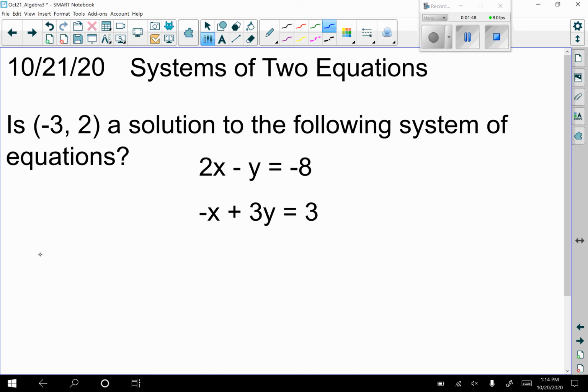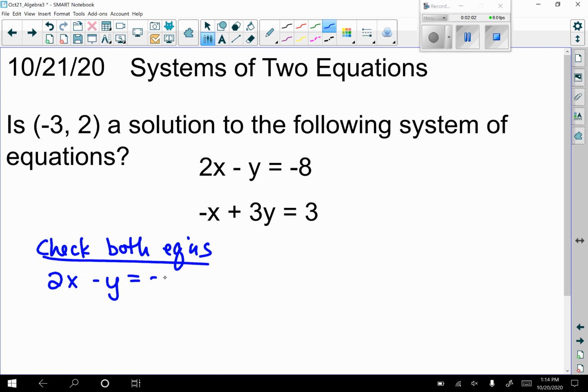So checking the first one, check both equations. Now, if it doesn't satisfy the first one, there's no need to check the second one. So I'm going to check 2x minus y equals negative 8. Again, x is negative 3, y is 2. So I'm going to get 2 times negative 3 minus 2. Will that equal negative 8? I'm going to get a negative 6 minus 2. That equals a negative 8. Yes. So that means the point is on the first line.